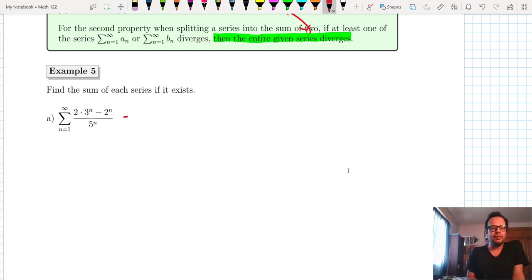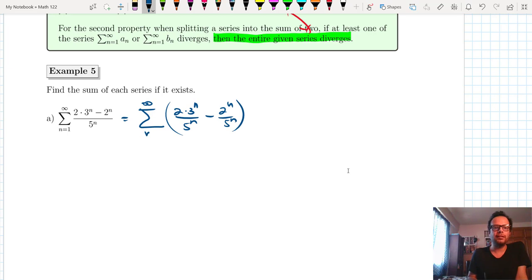Okay, so let's do some work first of all. Let's split it into two series: 2 times 3 to the n divided by 5 to the n, minus 2 to the n divided by 5 to the n. n starts at 1.